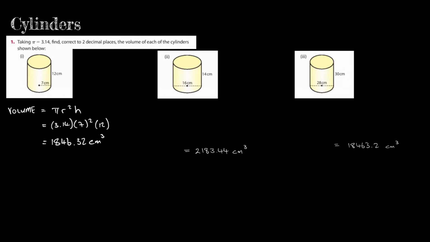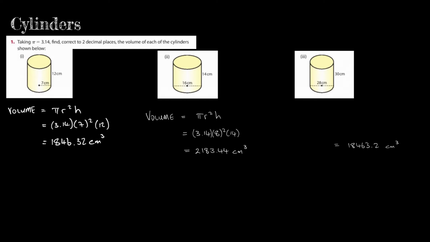Okay, so at this stage you should have completed the next two, so we'll just have a quick look. We've got the same thing again. We're getting pi r squared h, which is fine. We sub in the values. Pi is 3.14, r is going to be 8 because half of 16 is 8, and h is obviously 14. And we put that into the calculator, and we get an answer of that there.